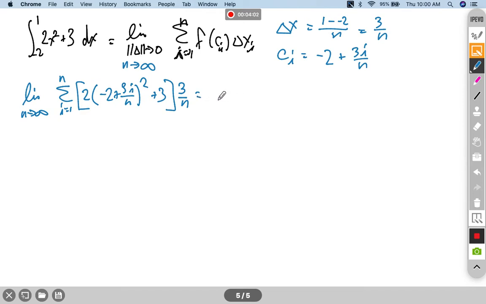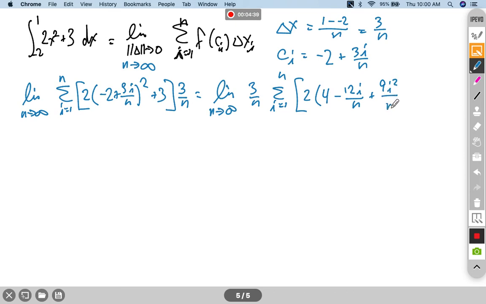Now it's just working this out. This is the fun part, isn't it? I'll take out my constant. In here I have 2 times, let's square this thing out. So we're going to get 4 minus 12i over n plus 9i squared over n squared, plus 3.